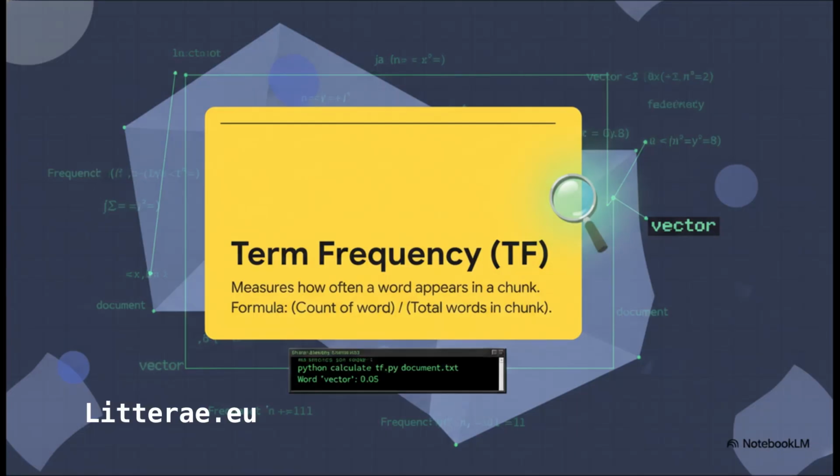So how do we turn words into numbers? Well, it starts with something super simple, term frequency, or TF. This is really intuitive. It's just a score for how often a word shows up in one specific chunk of text. If the word vector pops up 5 times in a 100-word chunk, its TF is just 5 divided by 100, so 0.05. It's that easy. It's just a measure of how important a word is right here, in this one spot.